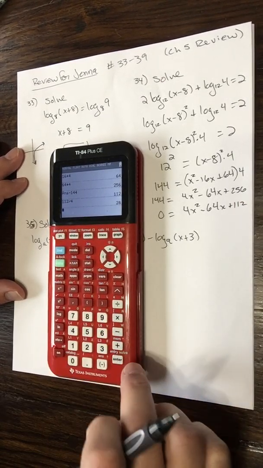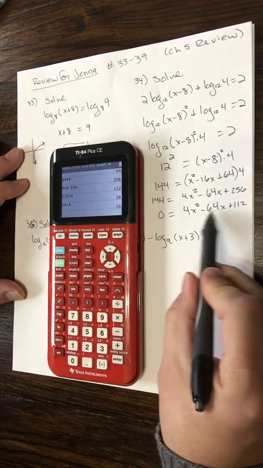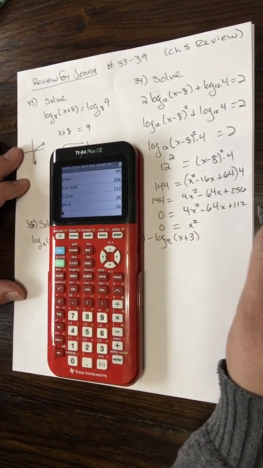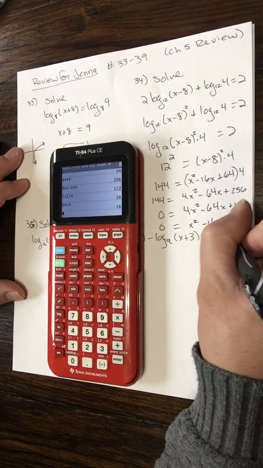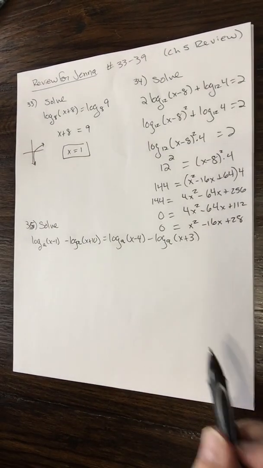112, is that divisible by 4? It is. 64 is divisible by 4. So the first thing I can do is divide by 4 here and get 0 equals x squared minus 16x plus 28. That's going to be a lot easier to deal with.